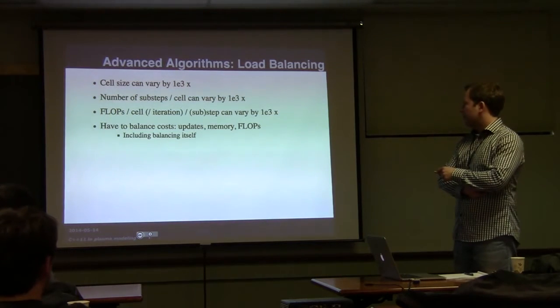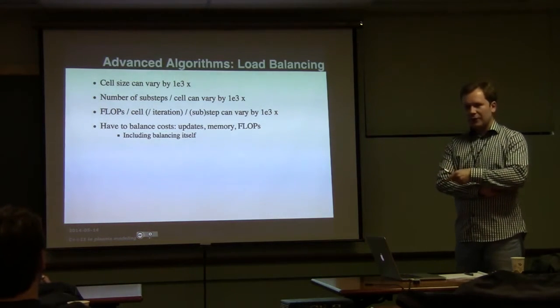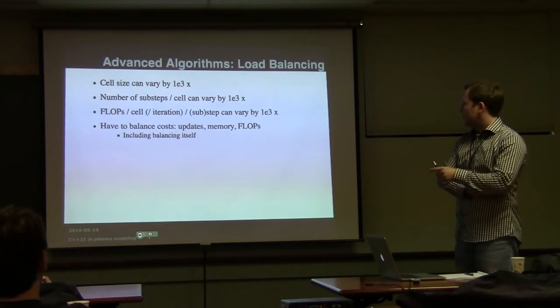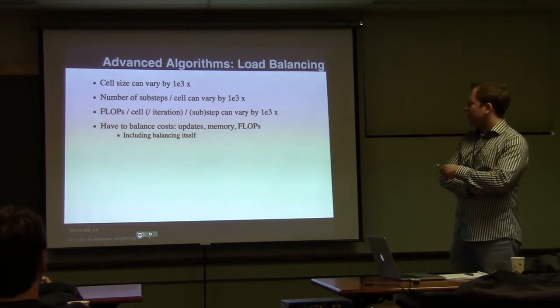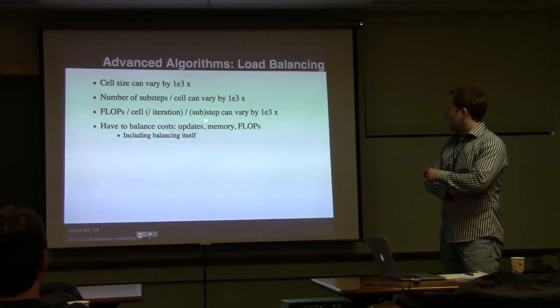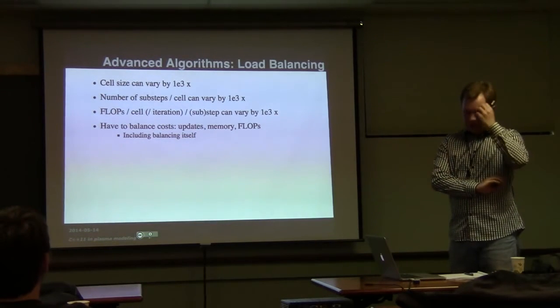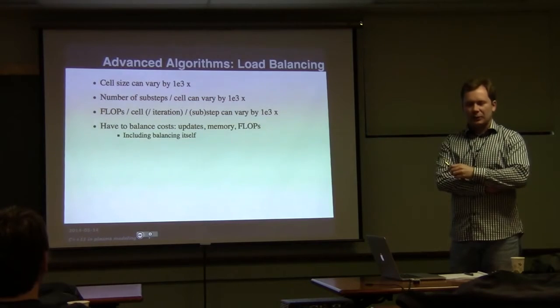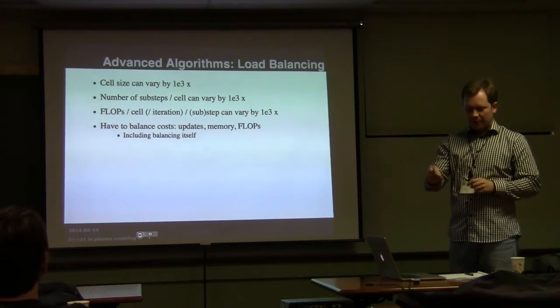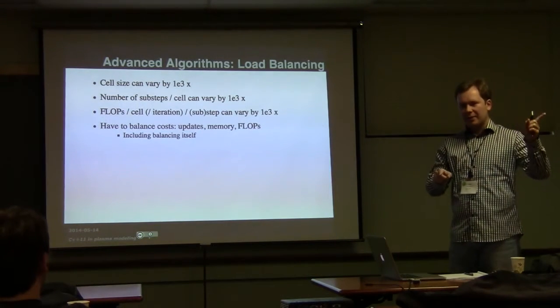And then also the number of floating point operations you have to do for each iteration of each sub-step of each cell. So in the end, a factor of a million difference, I think, is not too far-fetched between one specific point and some other point in the volume.